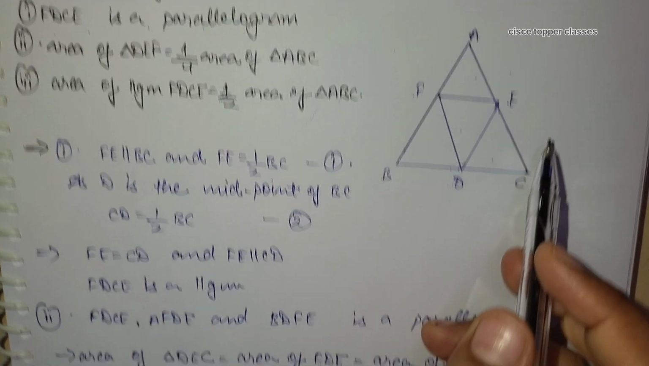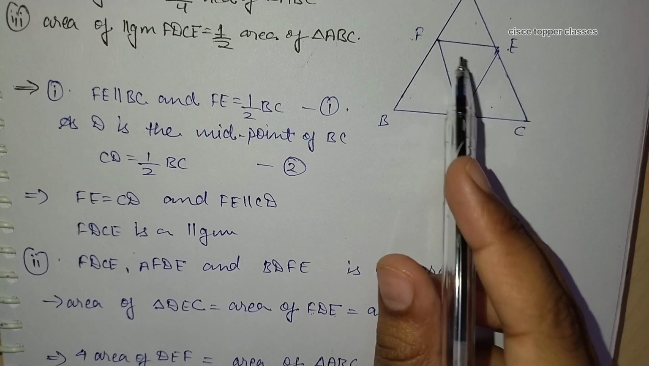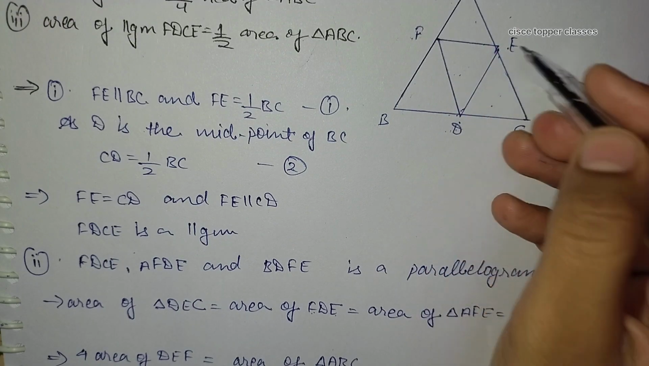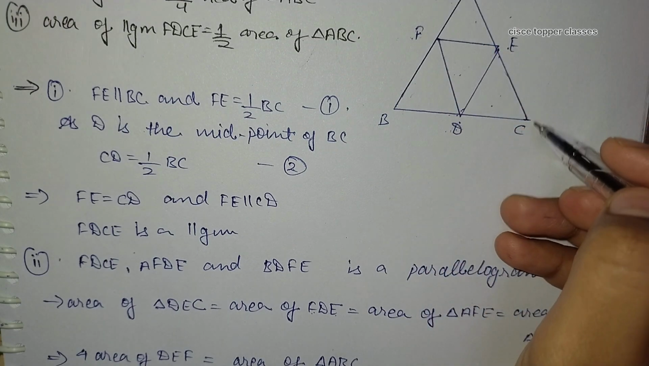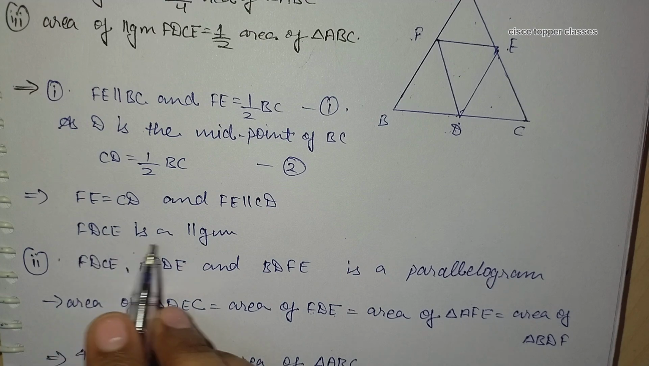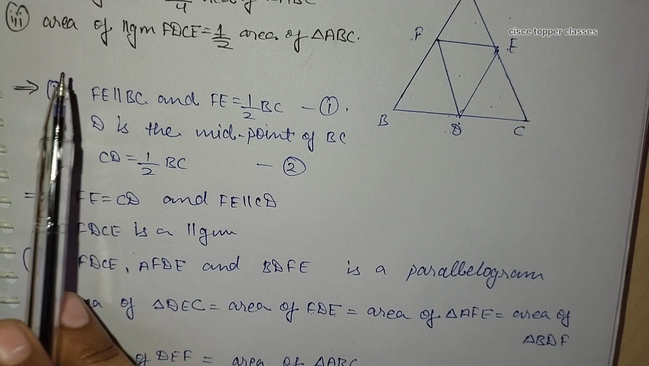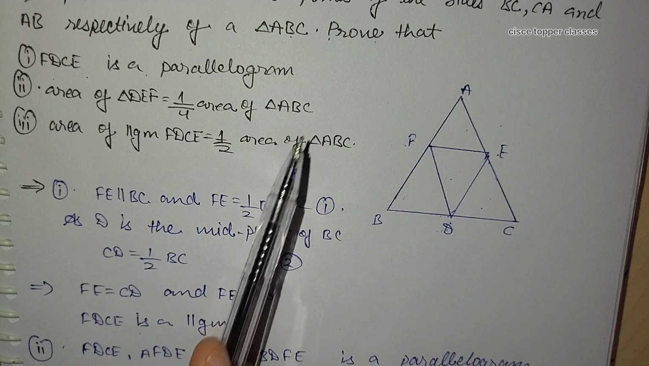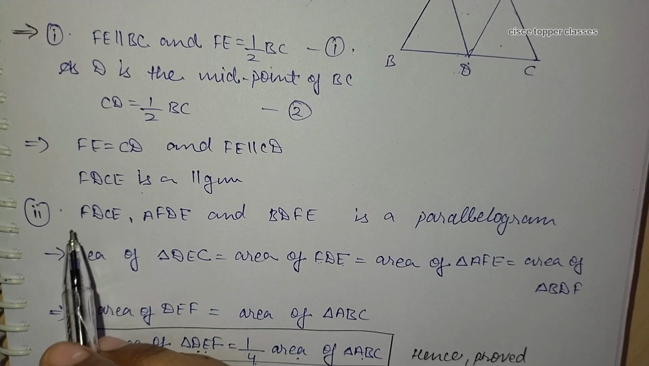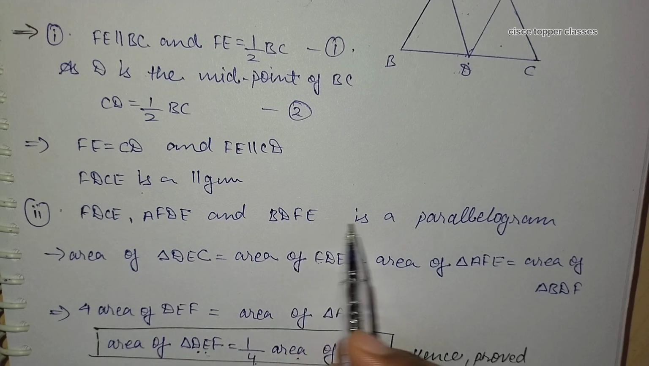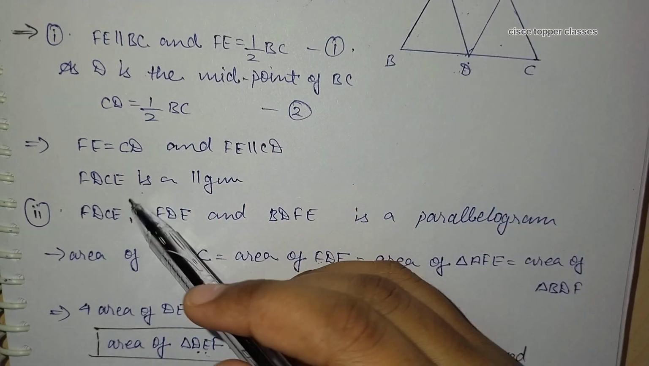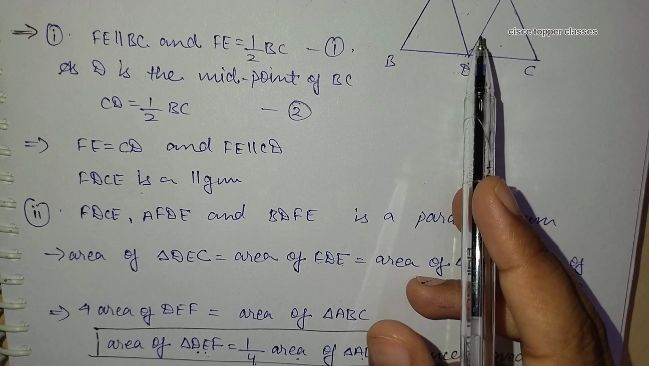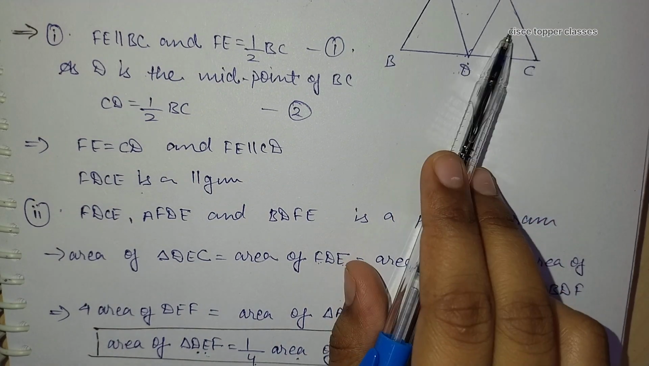If FE is equal to CD, so FE is parallel to CD because it is a parallelogram, and here F and D are also midpoints, so we can write FD is parallel to EC. From this only we can conclude that FDCE is a parallelogram. Second thing which we have to prove that area of triangle DEF is equal to 1 by 4 area of triangle ABC. So here we have FDCE, AFDE and BDFE as parallelograms. We can see similarly we can prove like this we have proved in first part.